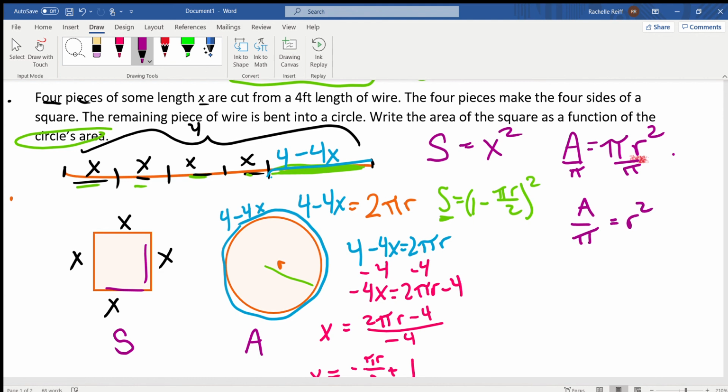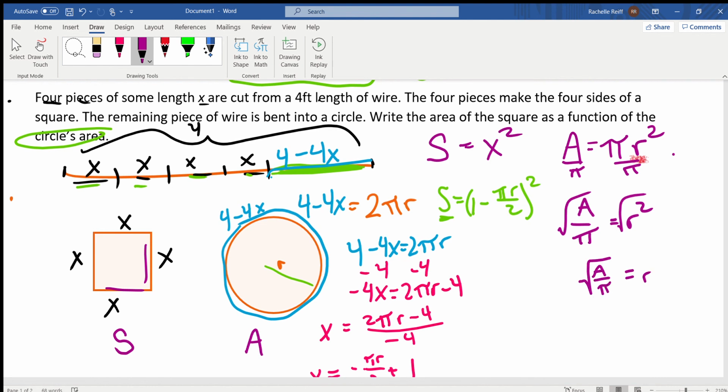Now, the annoying thing here is because this doesn't say r squared all by itself, you need to get just r. So that's kind of the annoying one. It's okay. We're going to take the square root. And then we get the square root of A over pi is equal to r.